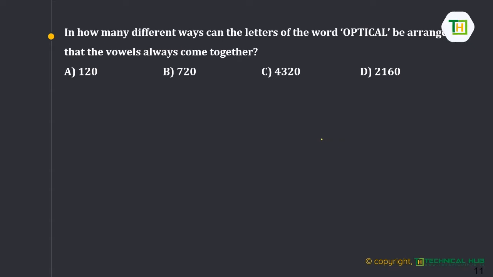Okay, see the next question. How many different ways can the letters of the word OPTICAL be arranged so that vowels always come together? So let's take the word OPTICAL. So what are the vowels in that? O is a vowel, I is a vowel, and A is a vowel.